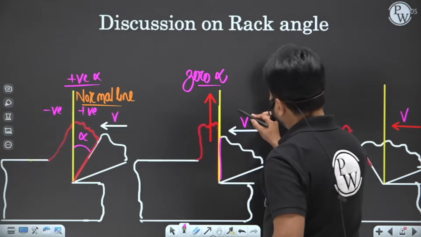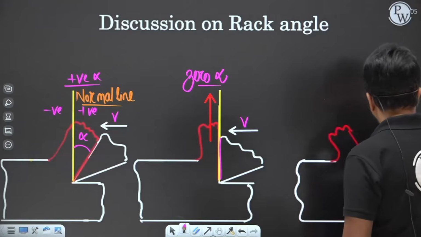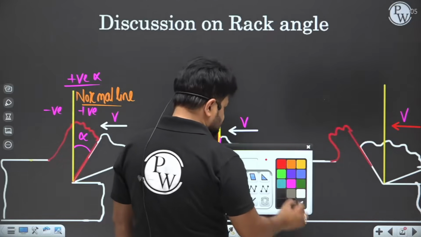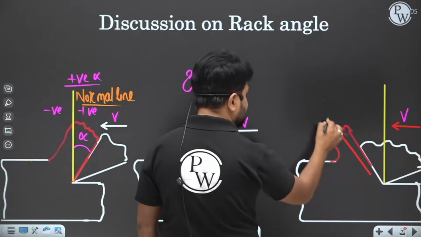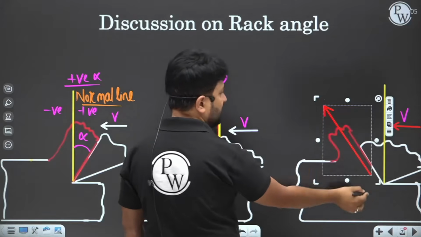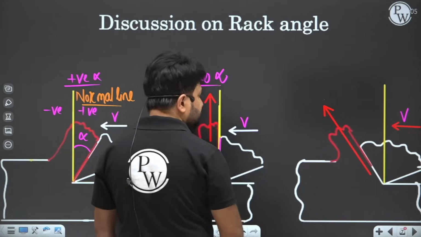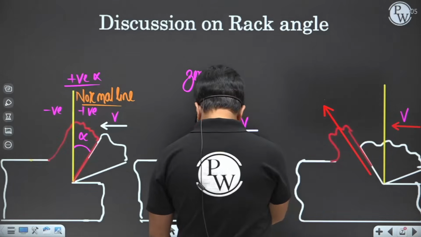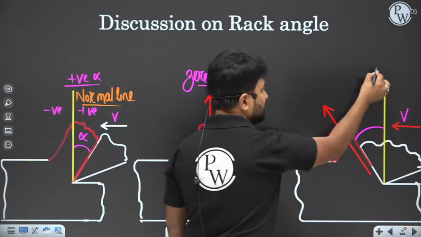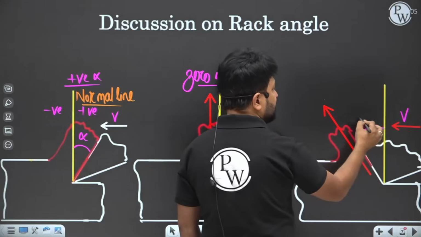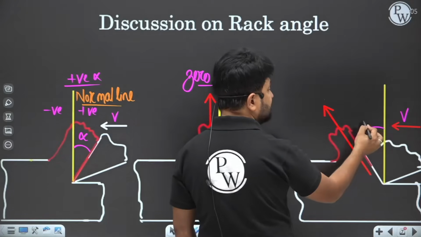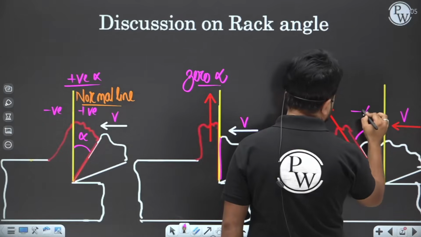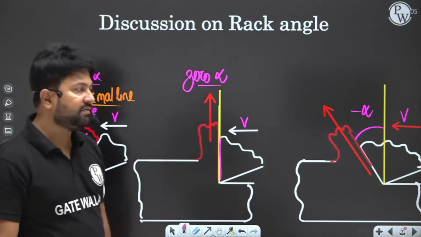Here the inclination of the rake angle is 0, and please see the chip is moving along the rake face. This is a chip which is moving along the rake face. Now please see the inclination. This is the rake face. See the inclination of the rake face from the reference line. Now this side will lie on the negative side, so I will call it a negative rake angle.